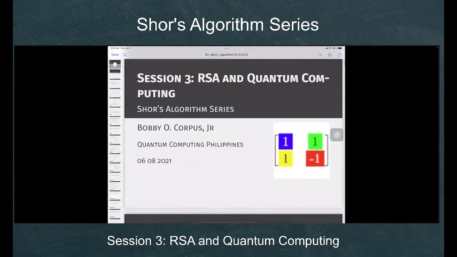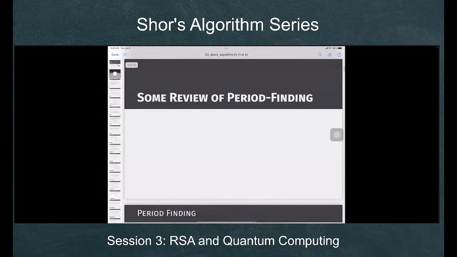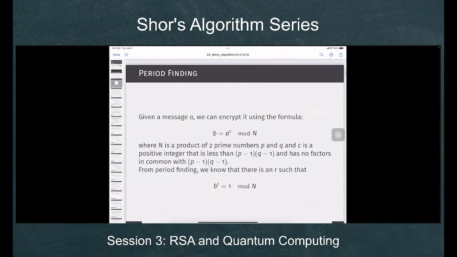Okay, so we will have to have some review first. So in RSA, we have a message A, and then we want to encrypt it using a number C. We actually have two numbers here which compose the public key, so N and C. Now N is a product of the two prime numbers P and Q. This P and Q, we don't reveal to the world.